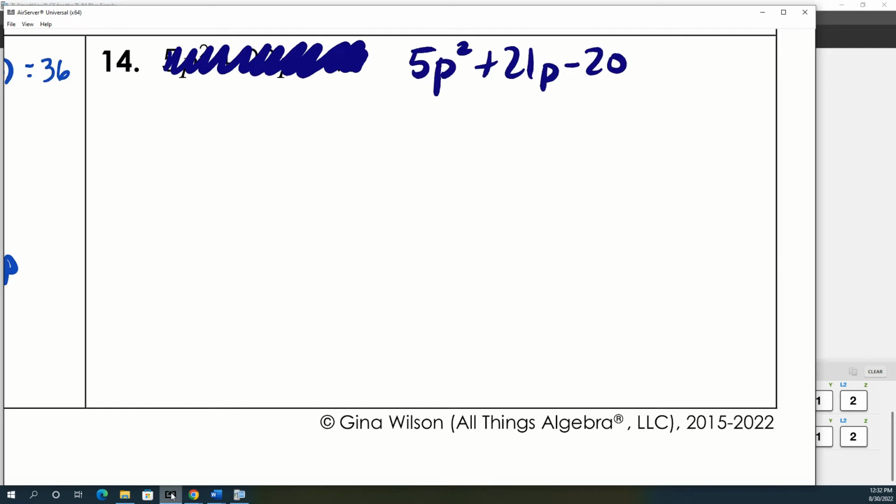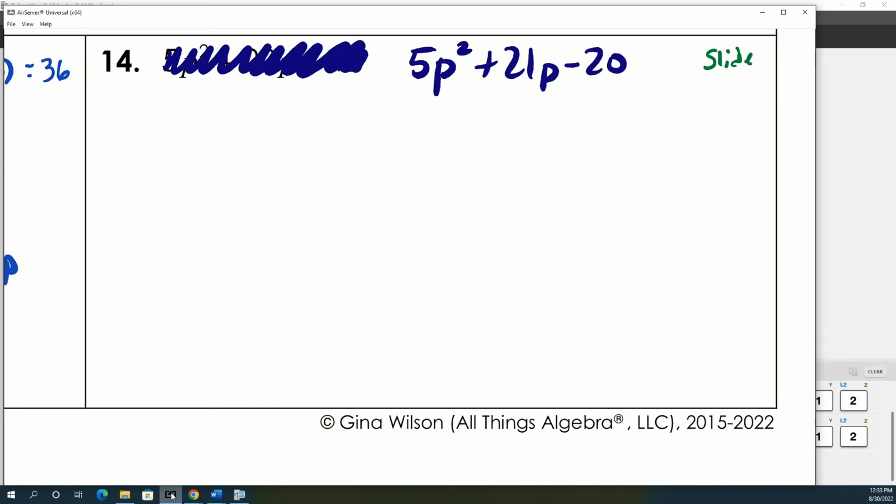So step one when you're factoring is always to factor out a common factor if there is one. Is there a common factor here? There isn't. It has to be common with all of the numbers, and so there's not one. All right, so then there's not a common factor, and there's a number in front of the p squared. So we're going to do the slide, divide, bottoms up.